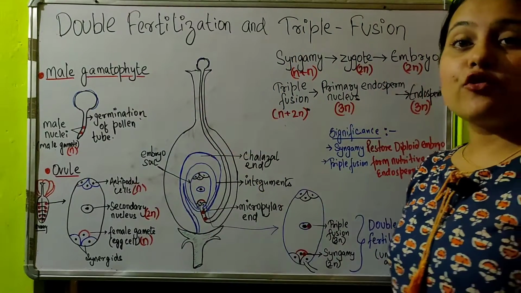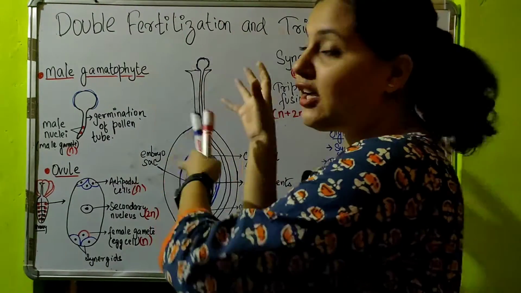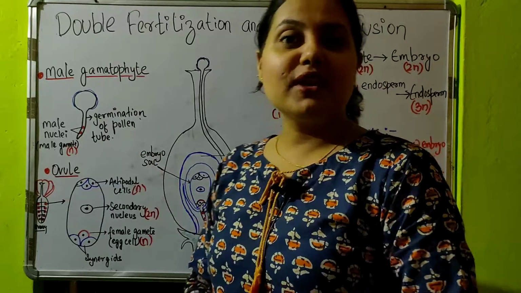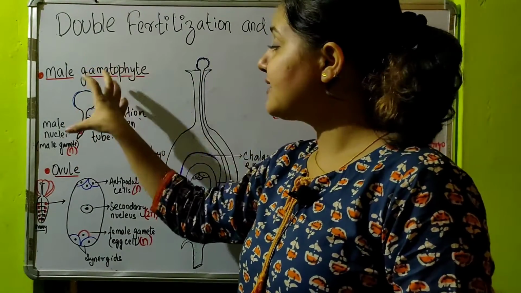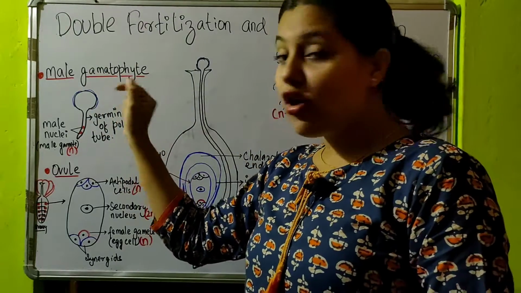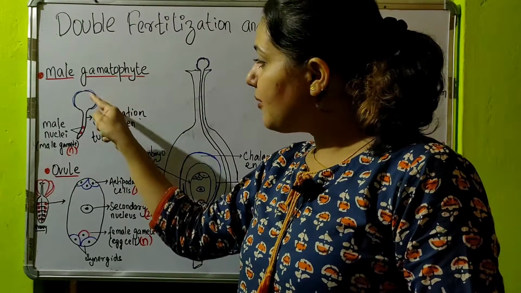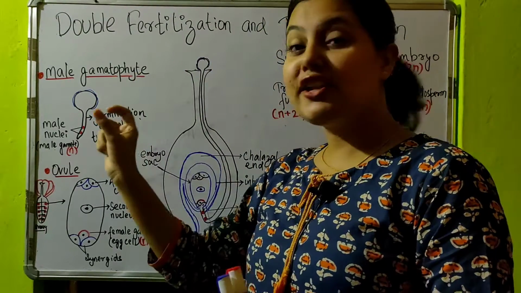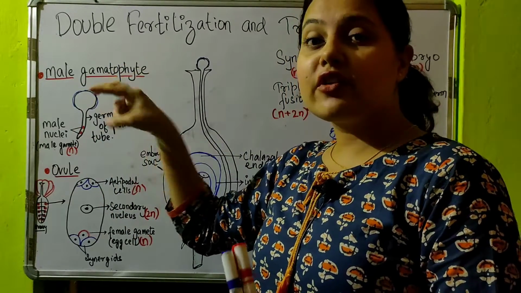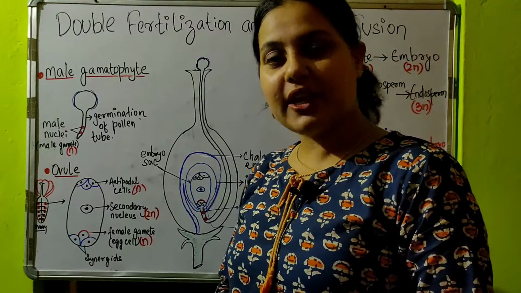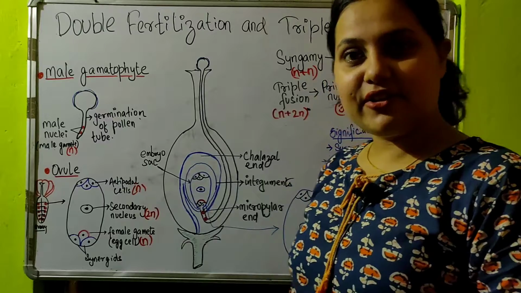Now first of all, I have drawn the male gametophyte and the female gametophyte. Before starting the topic, let me introduce you to the male and female gametophyte. The male gametophyte is a pollen grain, isn't it? That pollen grain consists of two nuclei, you see out here. From the pollen grain the pollen tube germinates, and the nuclei inside the pollen grain will split into two. You see out here there are two male nuclei in one pollen grain.